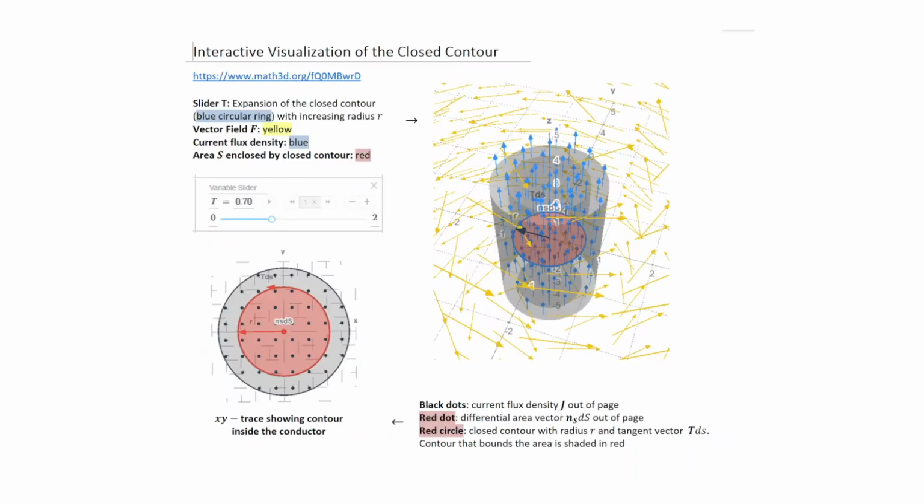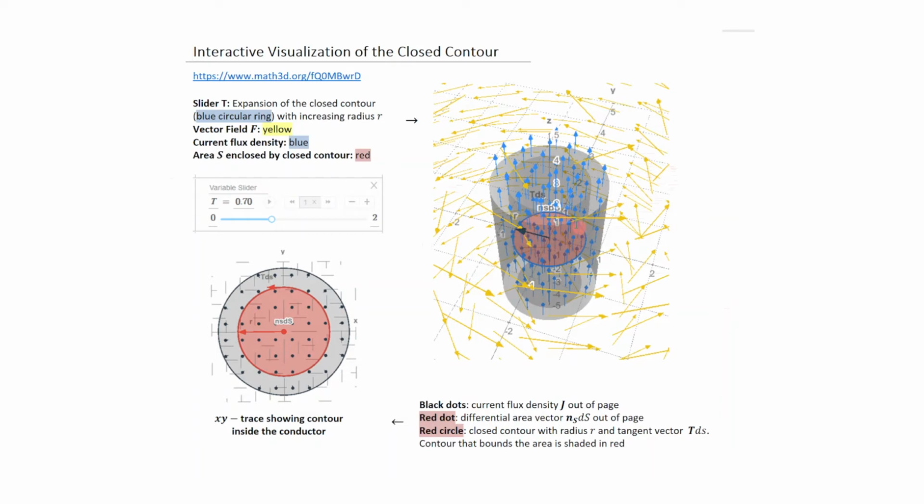All right, so this is just an interactive visualization of the closed contour. And just an explanation, the slider T is an expansion of the closed contour, which is this blue cylindrical ring that you see here. That radius gets larger as you play with T. The vector field F, which is yellow, is circular, again in the direction of theta hat. Then there is the current flux density, which are these blue arrows, and the area S enclosed by the contour. So that's this red area. The contour is in blue, and the red area is the surface area.